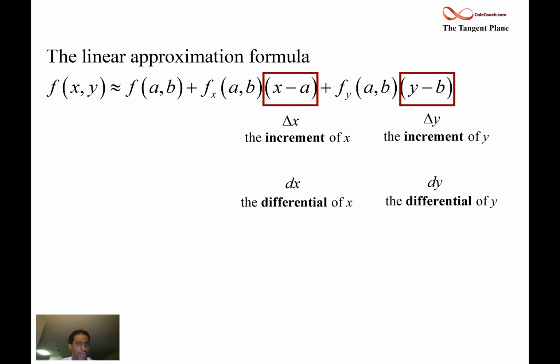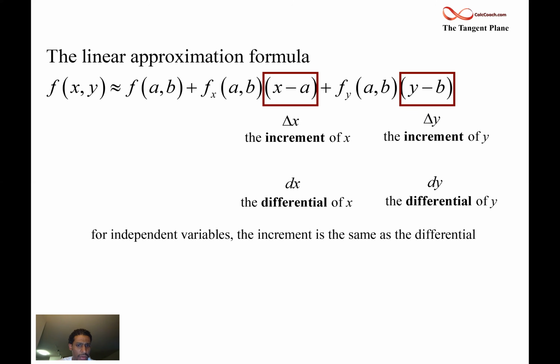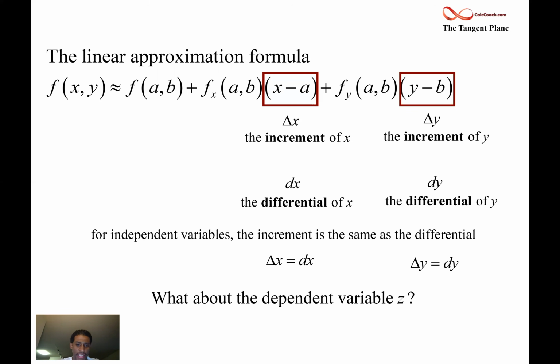And the question then becomes, well, what does that mean about z? We have these independent variables, x and y, and we change them. As far as the independent variables go, these are exactly the same. Delta x is equal to dx, and delta y is equal to dy. Then you plug them into the formula. The question is, what happens to the dependent variable, z? So delta x is dx and delta y is dy, but what about z? Is delta z actually equal to dz?